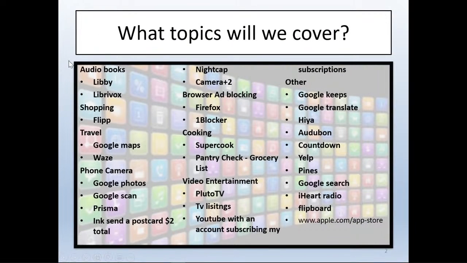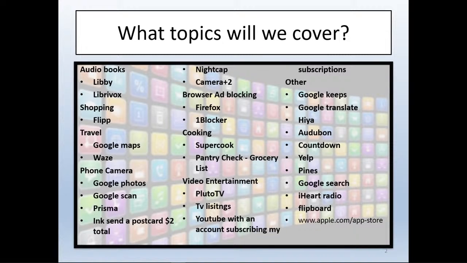So we talked about audiobooks, free Libby books. We talked about how you need your library card to do that. LibriVox, I guess it's like library, LibriVox. And then, of course, we talked about the Flip shopping app, Google Maps, and we also talked about Waze as well. Using our phone camera, Google Photos.